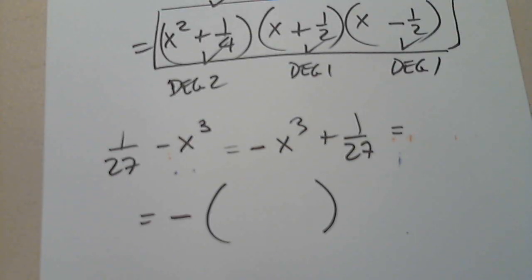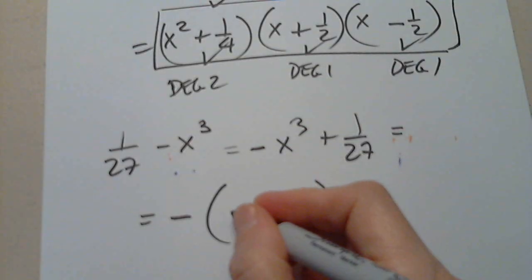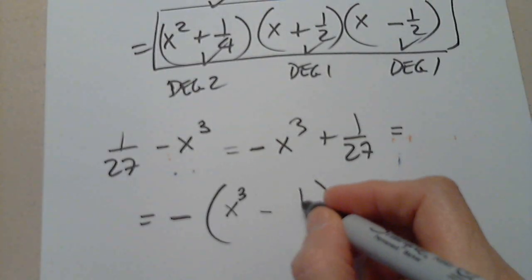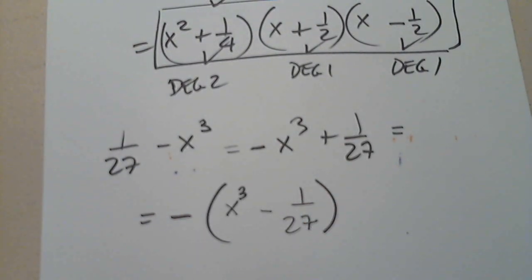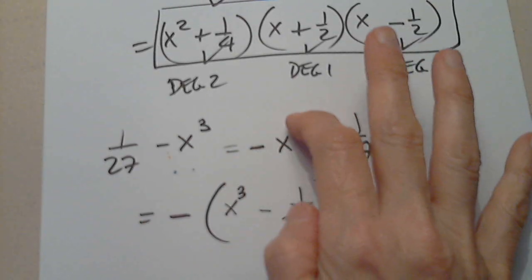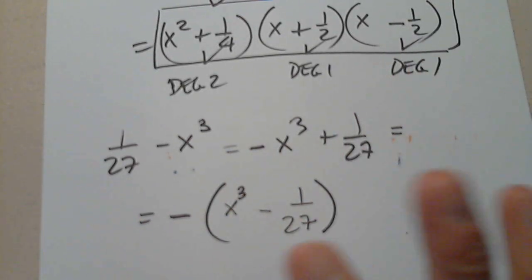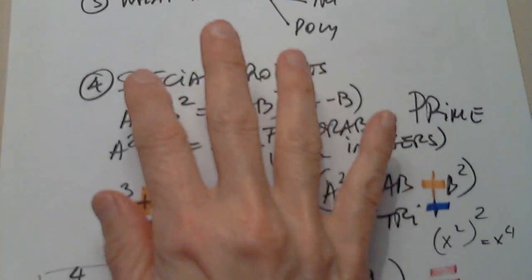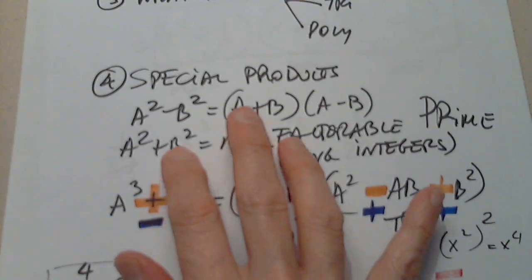Would that be x to the power of 3 minus... Excellent. Thank you very much. X to the third minus 1/27. This times this is this. This times this is this. Excellent. So now it's a binomial, of course, and we have to make a decision.